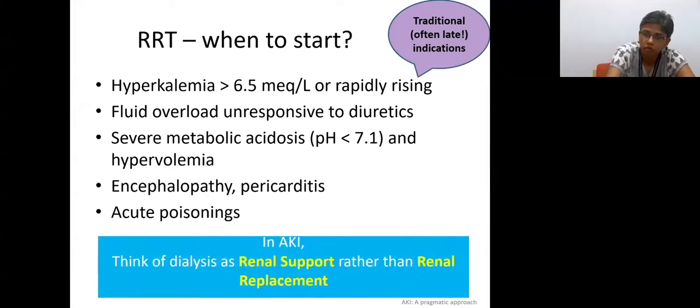Okay, the trend now is to think of dialysis as renal support rather than renal replacement. So the trend is now to start it earlier in the phase of AKI rather than wait till the kidney is completely shut down, because by then the kidney injury is also far less reversible than if you had started it earlier.